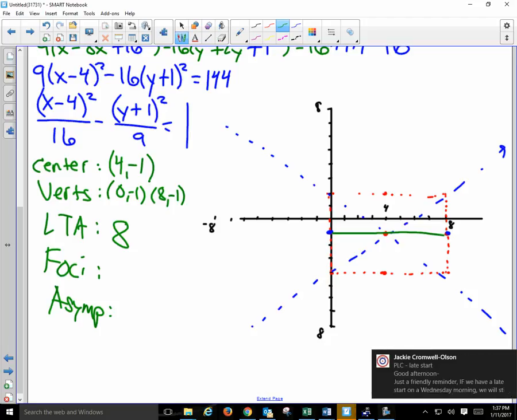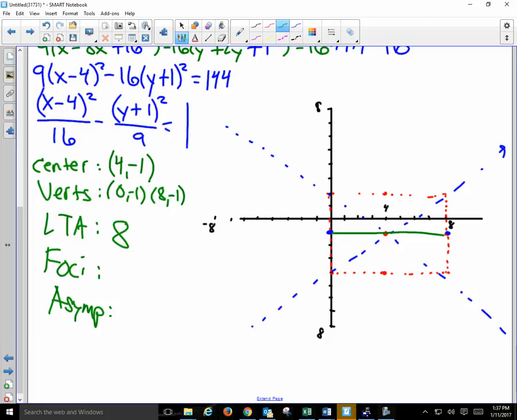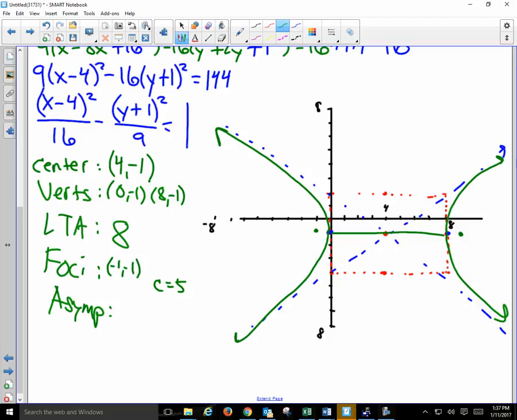The foci, what do I use to find foci? Pythagorean theorem, a squared plus b squared is c squared, right? So you get 25, so c is equal to 5, so I go 5 units from the center. We have plenty of room to be able to sketch this graph. The location of foci are 5 units from the center. So -1, -1, and 9, -1. We just add and subtract 5 from 4.